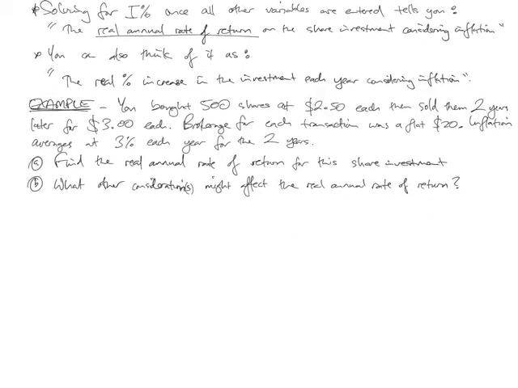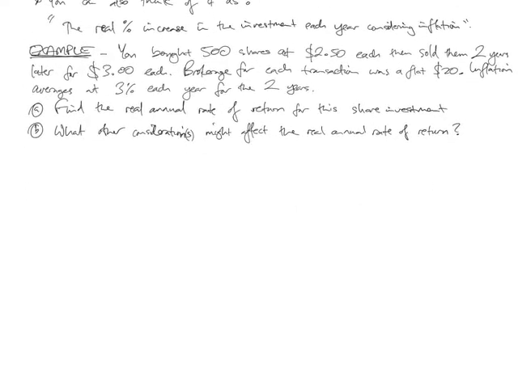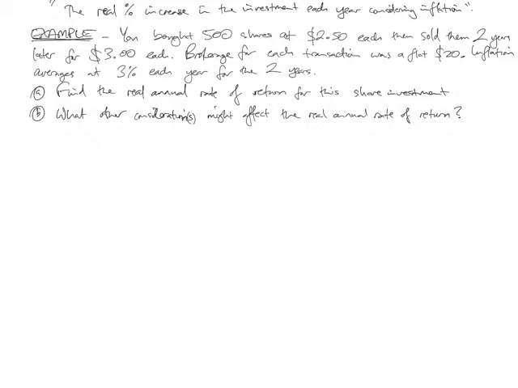It's a whole bunch of words, a whole bunch of steps. We need to see that in practice. So here's your example here. I'm going to try something different with the videos and the calculator. Wish me luck, hopefully it works. So we've got buy 500 shares at $2.50 each, sell them 2 years later for $3 each. So hopefully you make a profit there.